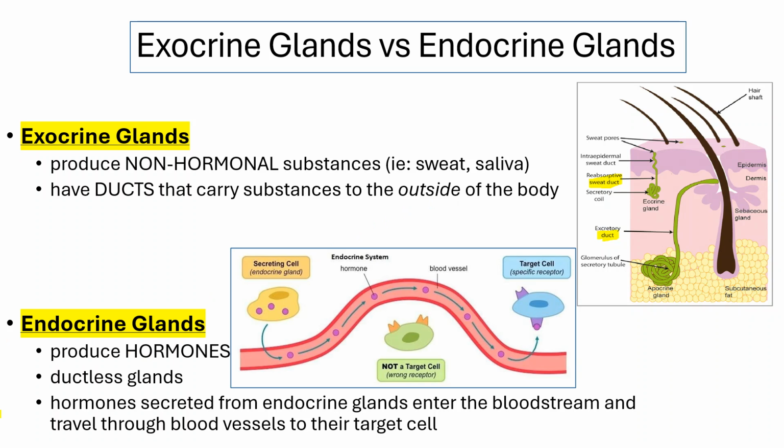Now, endocrine glands, if you look at the name, endo means within. So the endocrine glands are going to produce chemical messengers, but these are called hormones. So collectively, all of the chemicals secreted from endocrine glands are going to be called hormones. They are ductless glands. So you see here the secreting cell. There's no duct. It's going to dump that purple hormone right into the bloodstream. Hormones are secreted from the endocrine glands, enter the bloodstream, and then travel through the blood vessel to their target cell. So these hormones are going to remain inside the body. They're not going to leave.